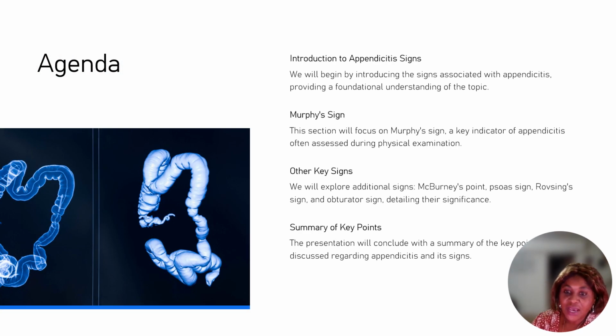by introducing the signs associated with appendicitis, providing a fundamental understanding of this topic. We want to talk about the Murphy sign. This session will focus on the Murphy sign, a key indicator often associated with appendicitis during physical examination, and other key signs. We will explore additional signs such as the McBurney sign, the Rovsing sign, and the obturator sign, detailing the significance of these signs. The presentation will conclude with a summary of key points and a discussion regarding appendicitis and its signs.